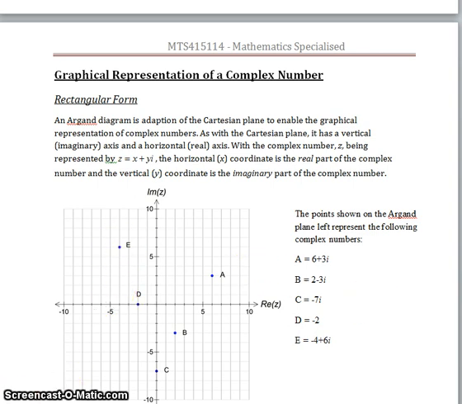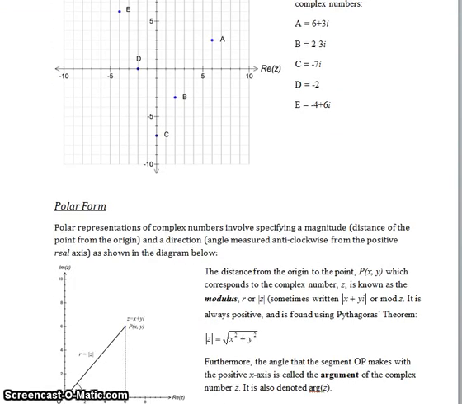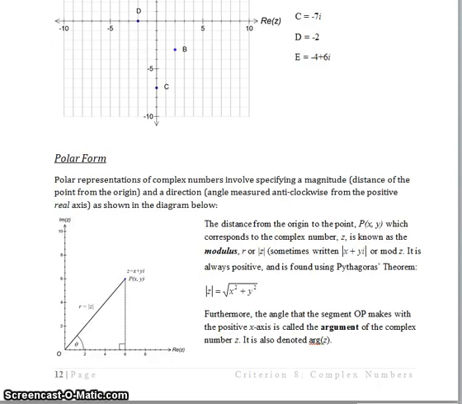So that's plotting complex numbers using rectangular coordinates, or Cartesian type coordinates, where we have an x and a y coordinate. Now we can also plot them using polar coordinates. And so that requires us to get our complex number in polar form.